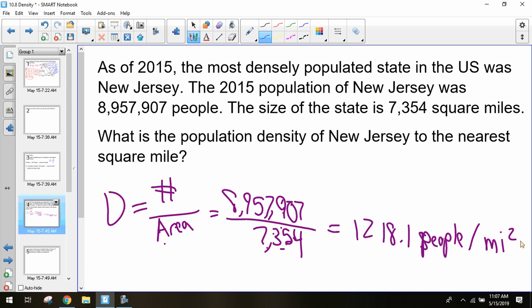Because 12,018.1 people per square mile is different from 12,018 people per mile, or miles cubed, or feet cubed, or something like that.